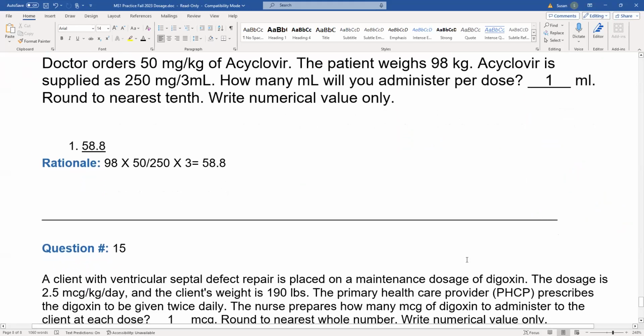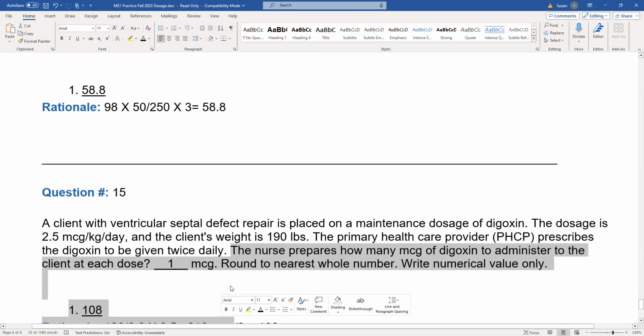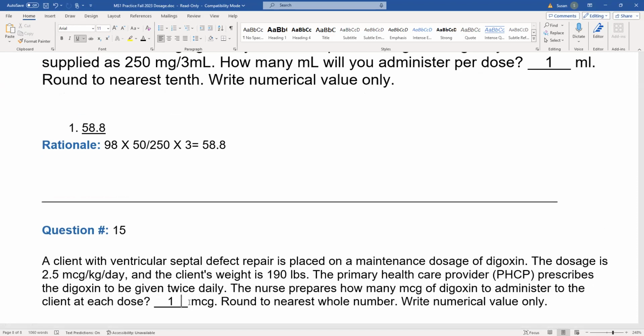All right, let's look at the next one. See if you guys can calculate it on your own. Again, this is asking you about how much you're going to administer, so you need to start here, because that tells you how to set the problem up. So what kind of formula is this? A weight-based, desired over have, right.